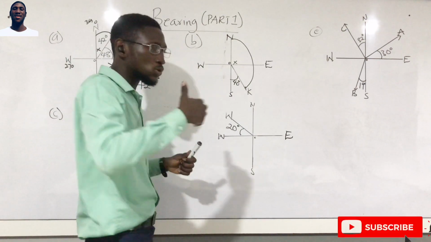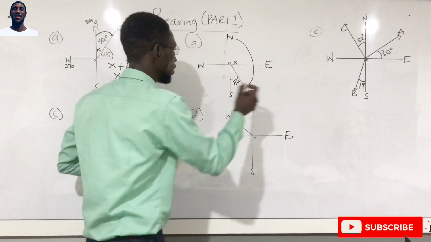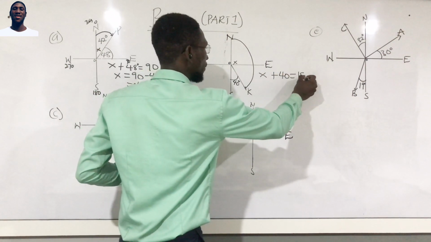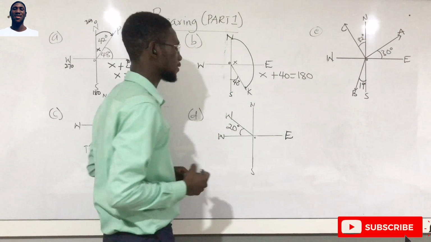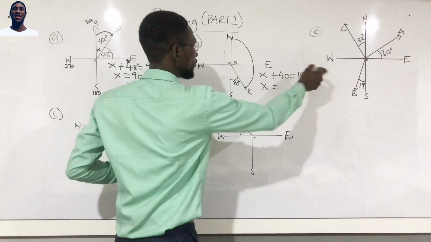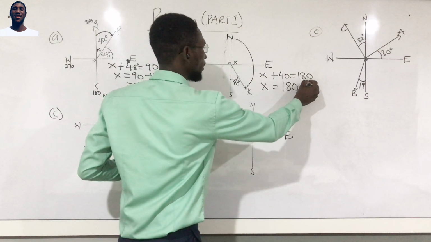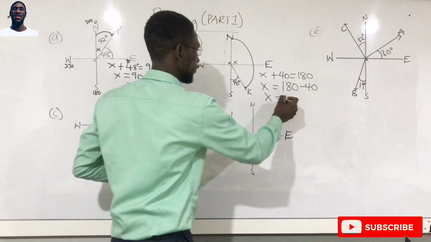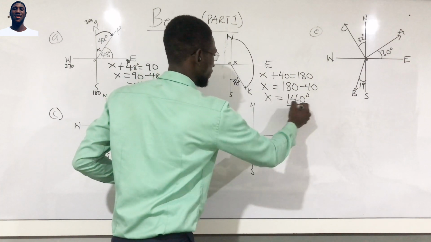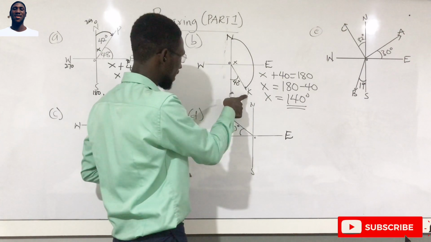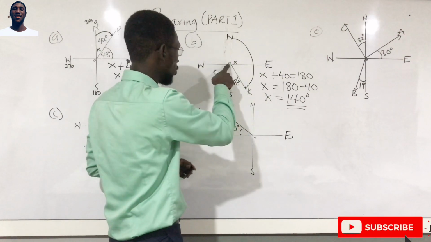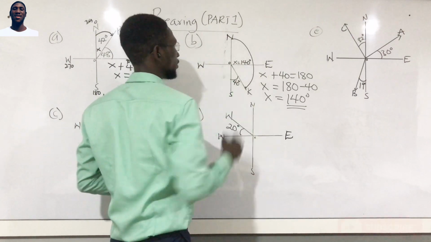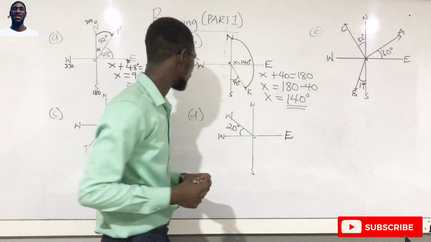If that is so, we can also form an equation with this. So we say X plus 40 should be equal to 180 degrees. So X equals, I send my 40 to the right side, 180 minus 40. X should be 140 degrees. So the bearing of K from O is going to be 140 degrees. Are we okay?